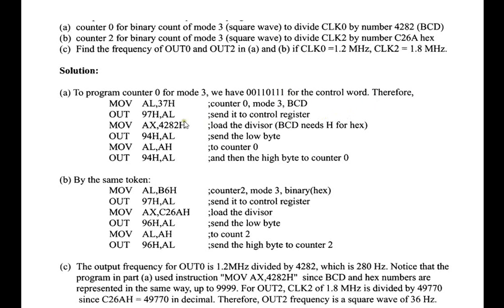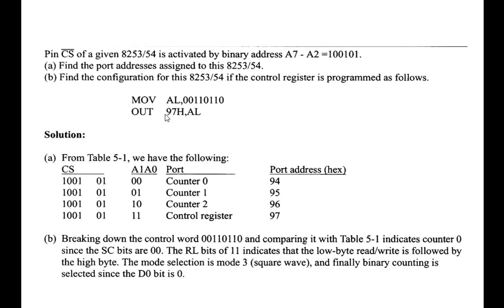So for this control register we have the code MOV AL, 37H, which is the hexadecimal form of this given input, where the counter is 0, the mode is 3, and the output is BCD. Then the output is on port 97H. We counted this from the binary, where the port is 97. How to count the port we have already discussed in section A.